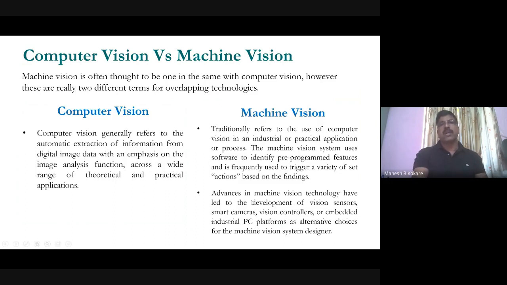Advances in machine vision technology have led to the development of vision sensors, smart cameras, vision controllers, or embedded industrial PC platforms as alternative choices for machine vision system designers. So the main difference between the computer vision system and the machine vision system is that machine vision systems are generally used in industry, whereas computer vision is used for general purposes.